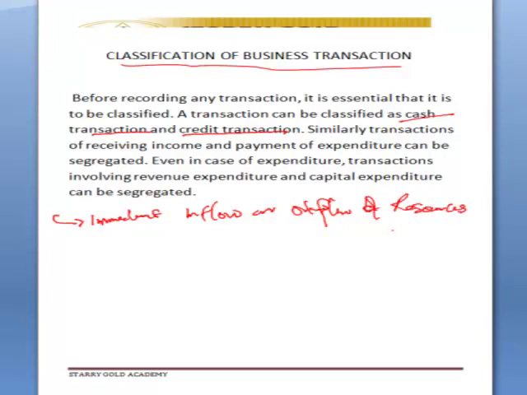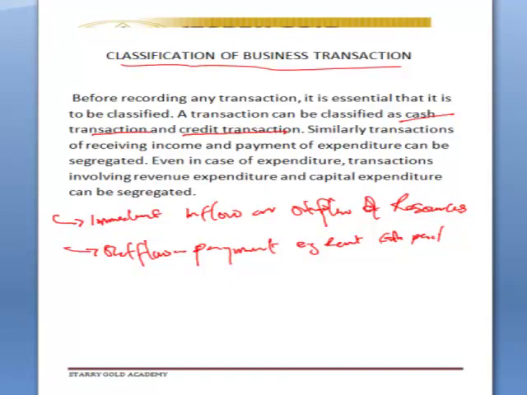Such a transaction is referred to as a cash transaction. That is, if it is an outflow, for instance, where an outflow here means payment, e.g., rent, cash is being paid immediately.